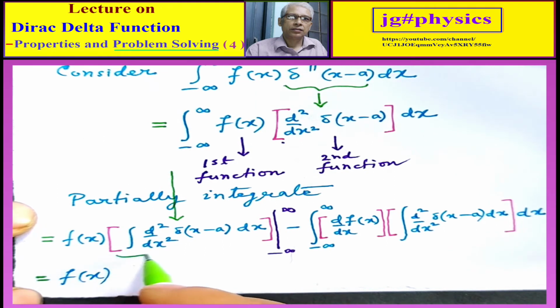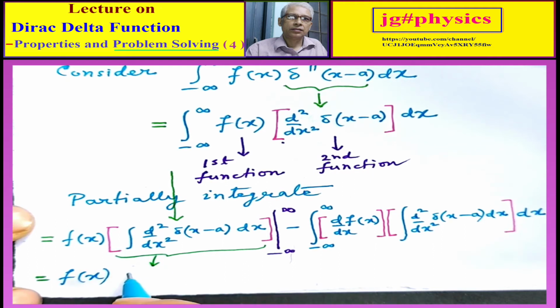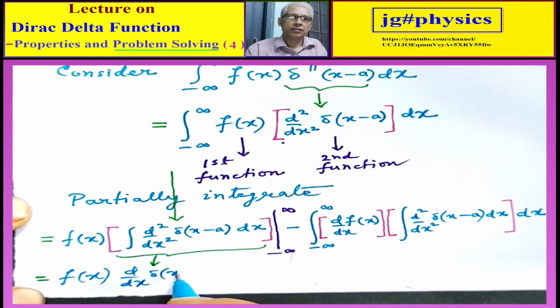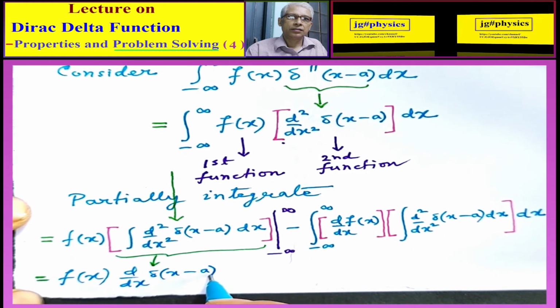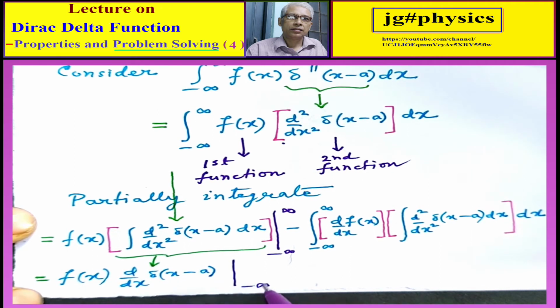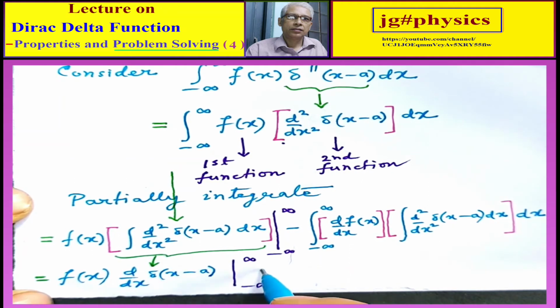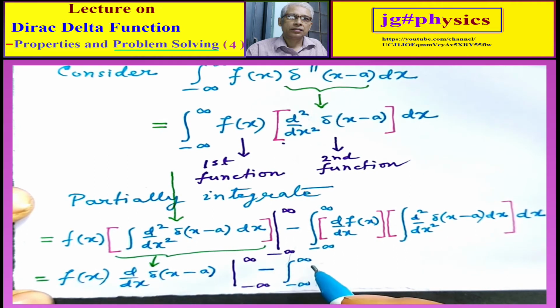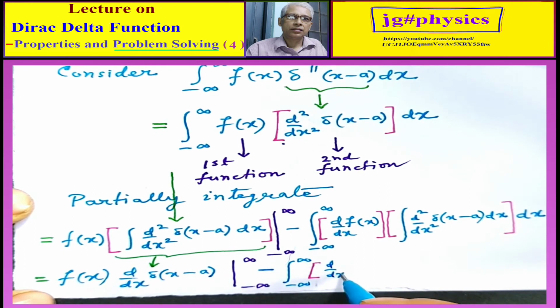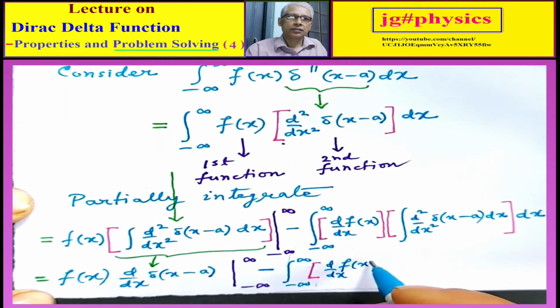Integration over the second function gives us ddx of Dirac delta x minus a, because integration destroys one derivative ddx and we are left with a single derivative ddx. And this happens in the second term also.